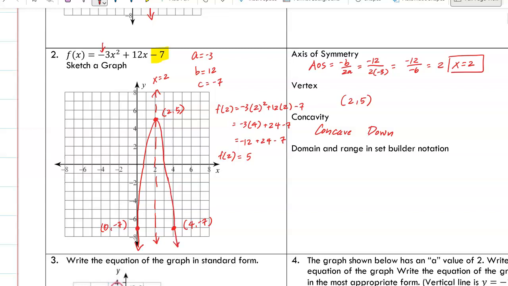Concave down parabola. The domain of the function is going to be x such that x is an element of all real numbers. The range of the function is going to be y such that y is an element of all real numbers. y has to be less than or equal to 5. Okay? Good job.